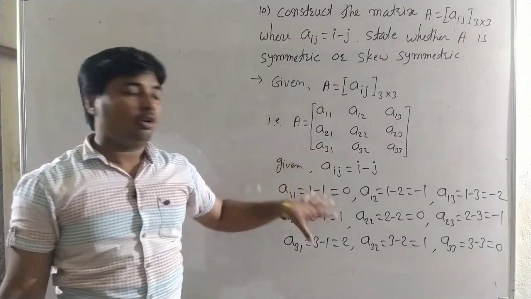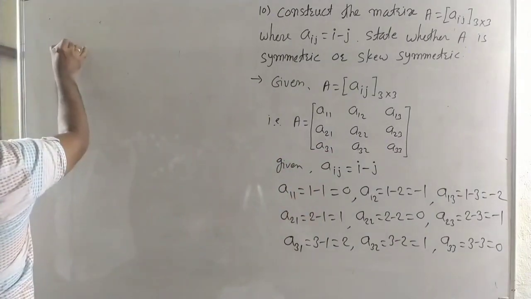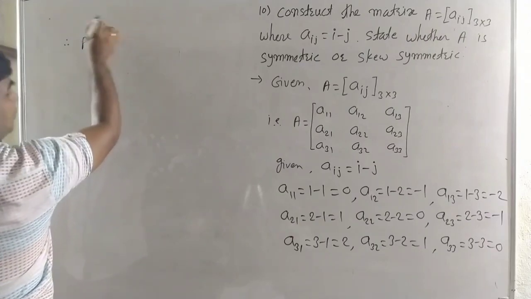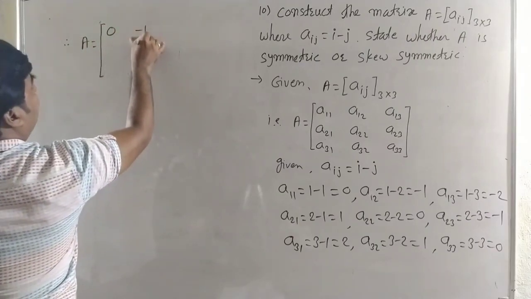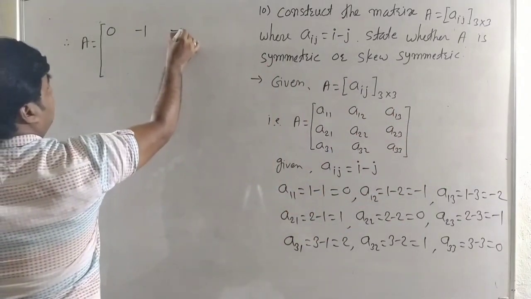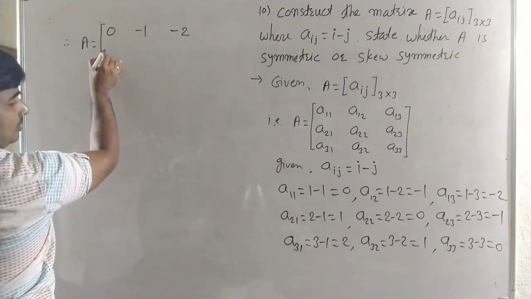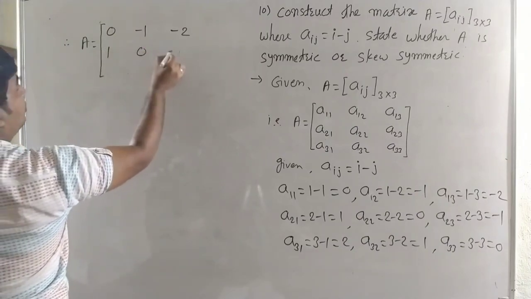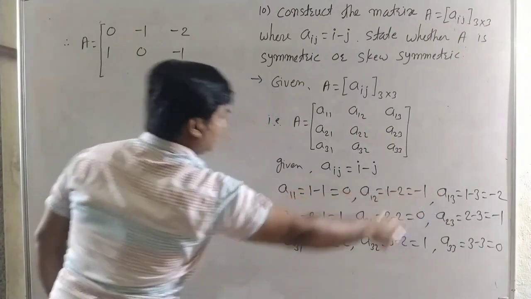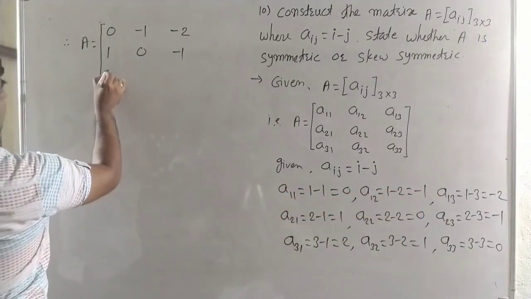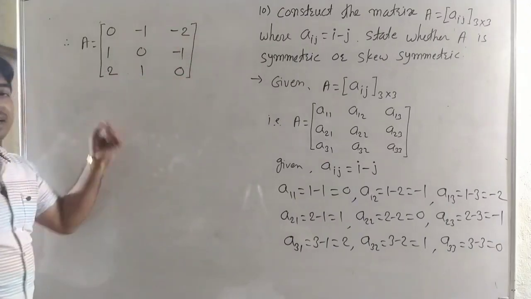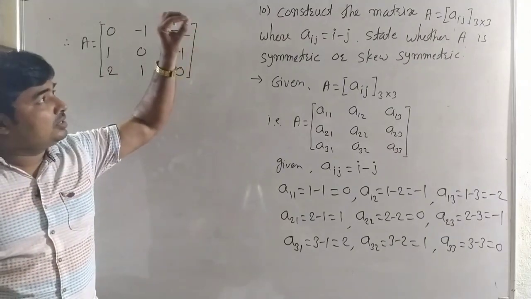Those are all the elements. Now therefore matrix A is, see carefully: 0, minus 1, minus 2; then 1, 0, minus 1; then 2, 1, 0. Here it is our matrix A. The first question is complete.